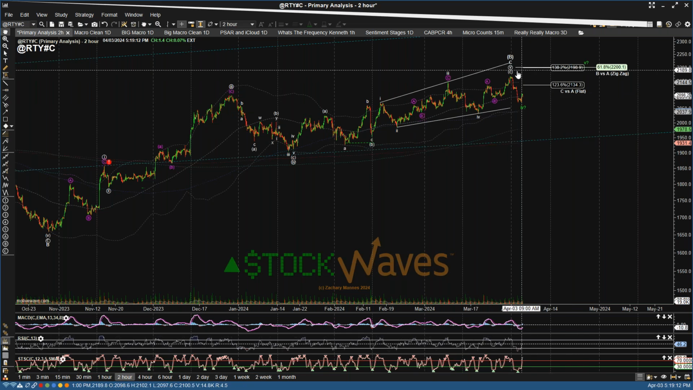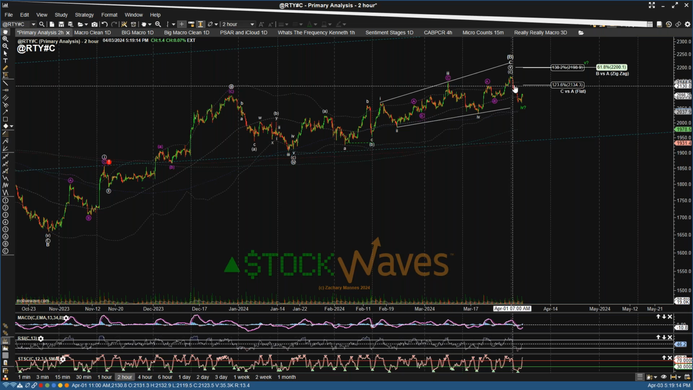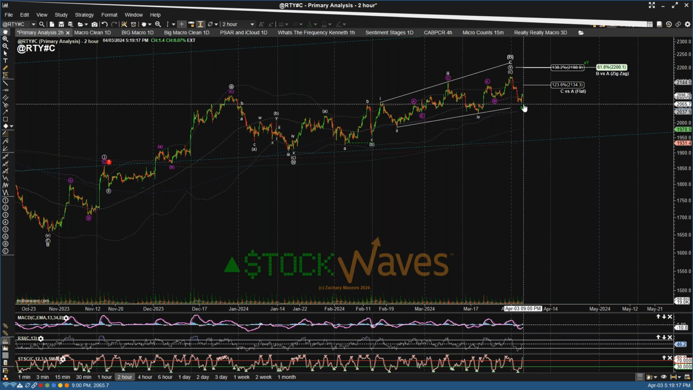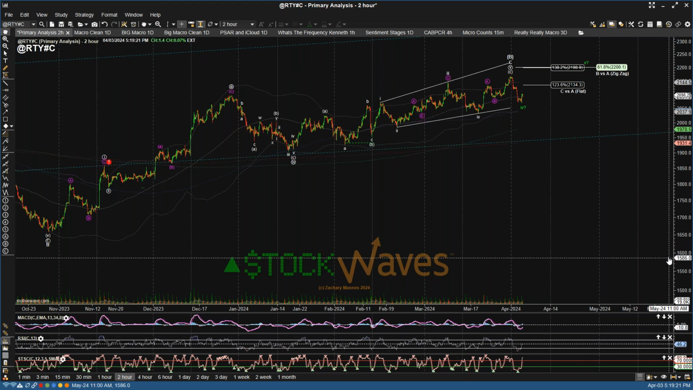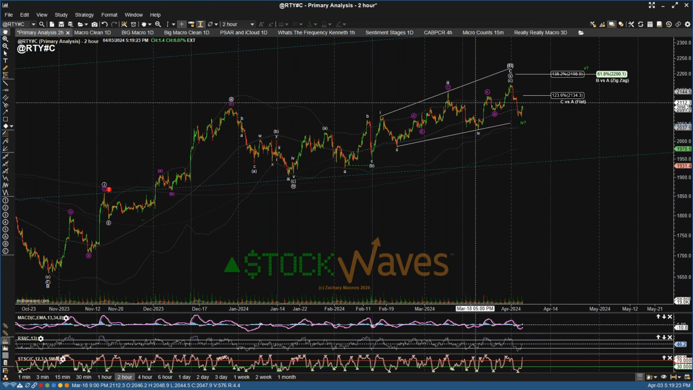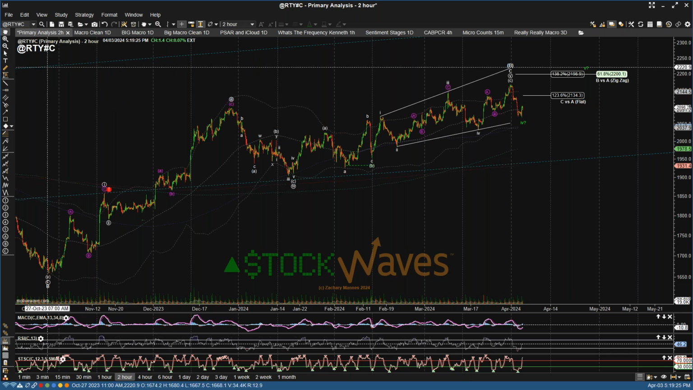So there is confluence that it came up just a little bit short of. This move down can count as a corrective retrace. So as long as it holds that, then there is a path to get another high up there towards 2200.